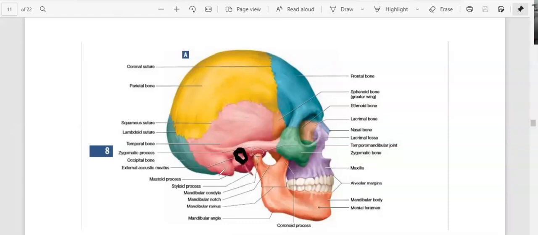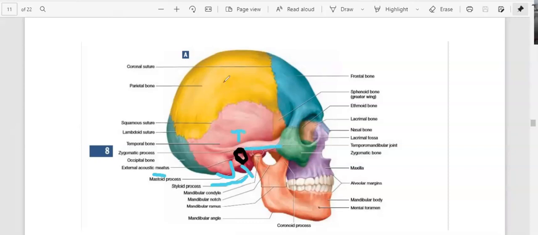Then we have this bump right here, this large one. This is going to be a mastoid process, and that's what you can see right here. Then we have a very thin process right here going down like this, as you can see right there. That one is going to be the styloid process. Then you have another process right here that goes from this bone towards the green bone right there. This is going to be the zygomatic process.